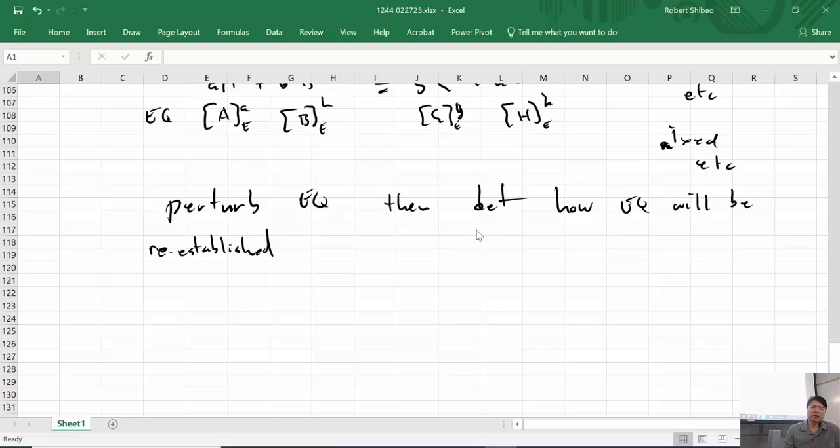So there are factors that we consider. One is changing concentrations. If we increase the reactant concentration, then we have too much reactant. And so we end up shifting the equilibrium to the right, and then it'll reestablish.